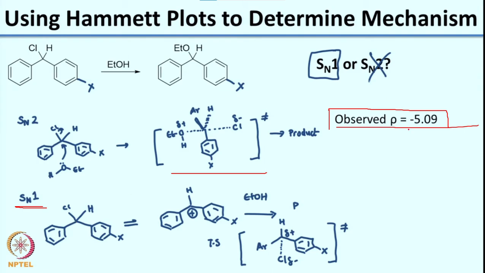As you can see, the Hammett value given here is minus 5.09. That means the effect of the electron releasing group is high, so the rho value should be high in magnitude. That's why from this experiment we can conclude that the reaction is going via the SN1 mechanism only, not SN2. Correct? If you have any doubt, you can ask me in between.